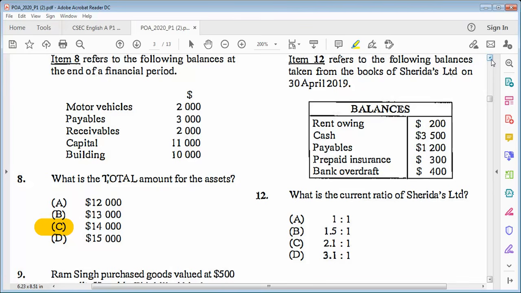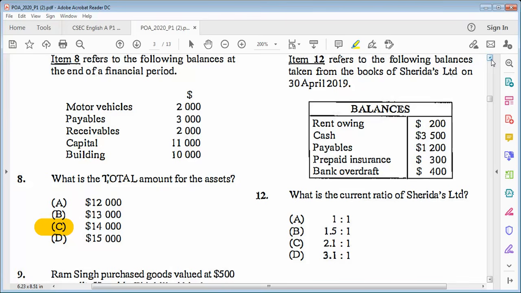A, 1 to 1. B, 1.5 to 1. C, 2.1 to 1. D, 3.1 to 1. So, how would we arrive at this answer? Well, how do we find our current ratio? We know that our current ratio is equal to current assets divided by current liabilities. So that is how we find our current ratio.